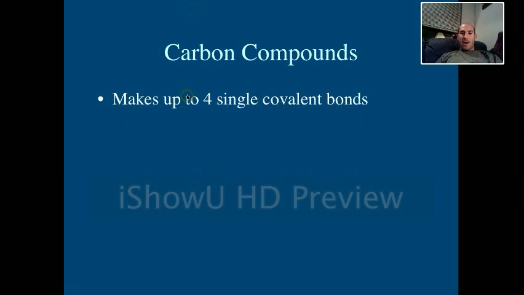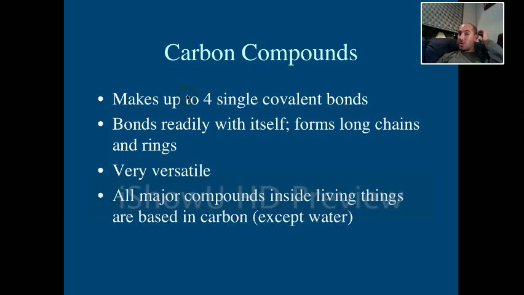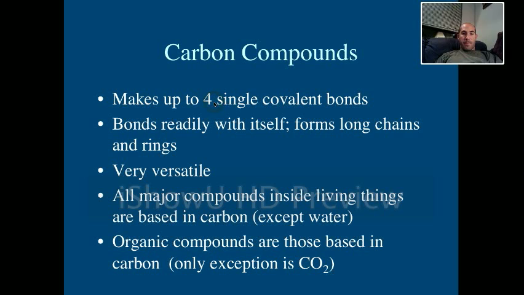We talked about carbon, how carbon has 4 single covalent bonds, therefore it likes to bond with a lot of different things, and so you find it in tons of compounds in nature. It's very, very versatile because of those 4 single covalent bonds. It's those carbon chains like we see inside of sugars and proteins and fats. And basically all organic compounds are based in carbon.